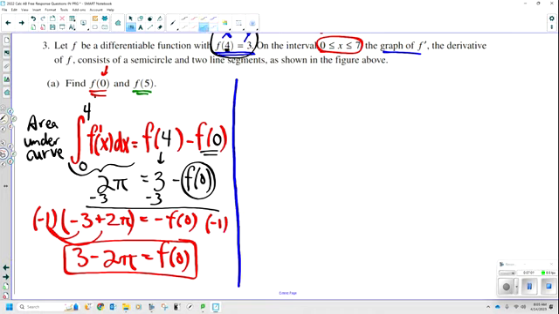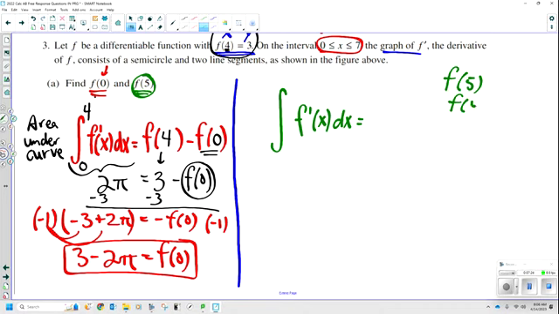But let's do f of 5 now. And we're going to do the same thing. We're going to integrate f prime of x dx. Okay? And now I need f of 5. And they give me f of 4. So these are going to be my bounds. This is what I'm looking for. So I'm going to do from 4 to 5, which means, okay, if I integrate f prime, it gives me f from the upper bound minus f from the lower bound.